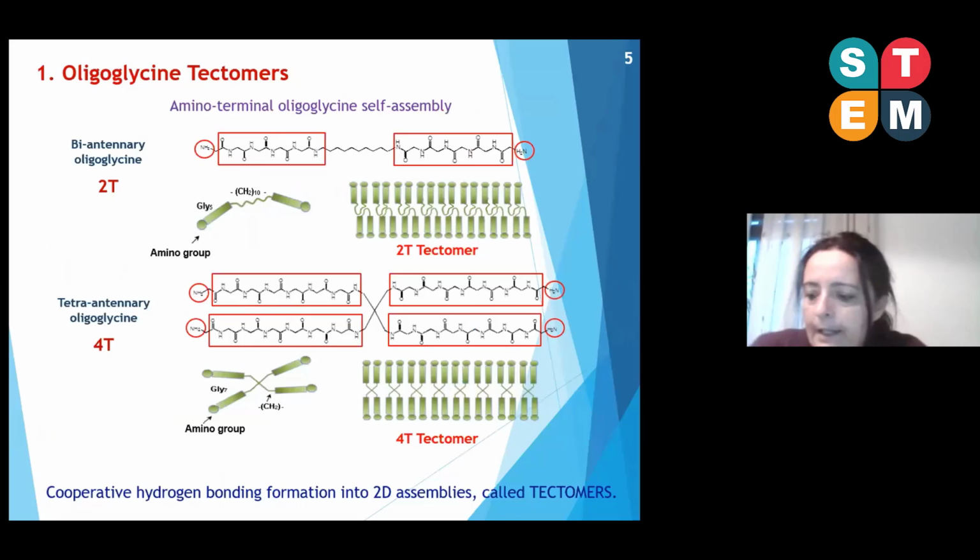Oligoglycines are examples of synthetic peptides with exceptional self-assembly capabilities. Amino-terminated bi- and tetraantennary oligoglycines are able to assemble into rigid two-dimensional structures called tectomers. The stability of these assemblies is explained by the formation of a hydrogen bond network extended in 2 dimensions, and by the inaccessibility of water molecules to the internal regions of the assemblies, the hydrophobic effect.